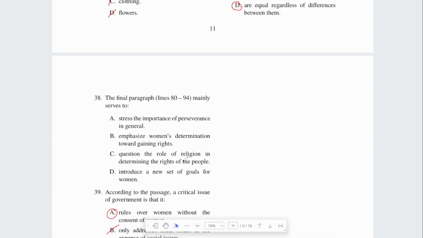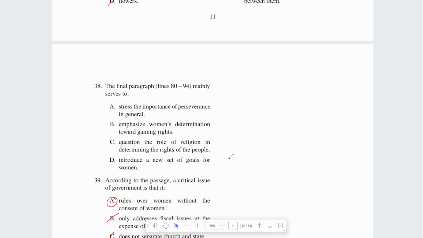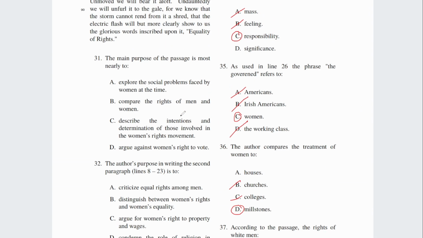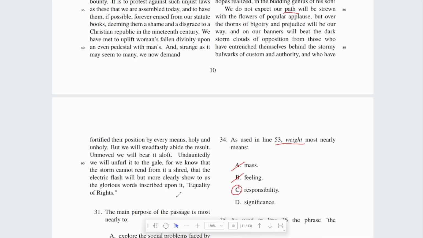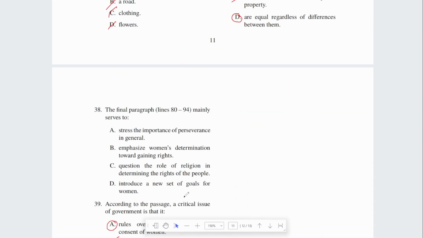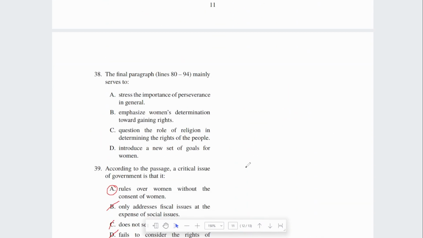We have purpose of paragraph and purpose of paragraph again. So the final paragraph, what is the final paragraph for? What does it say? We do not expect our path to be easy. Right, we've already read this, but we're going to keep doing it anyway. We're going to do what we have to do for equal rights. That's really what it says. Stress the importance of perseverance in general. I don't think it's really about that. I don't think it's about perseverance in all endeavors, right? It's about perseverance in this particular case. Emphasizing women's determination toward gaining rights seems like it's exactly right. That's what we're going for. She's saying we are not going to give up on women's rights.